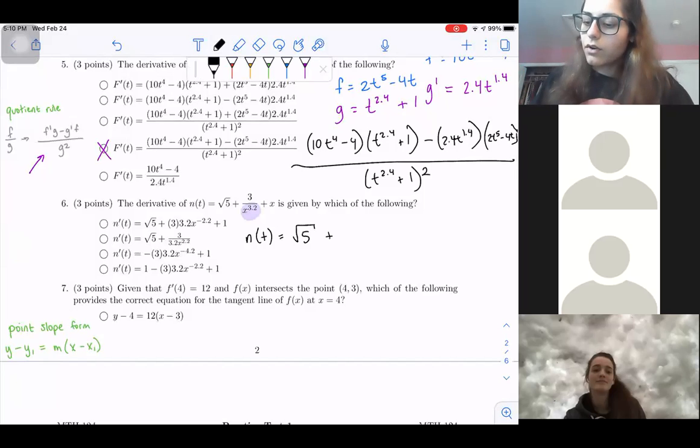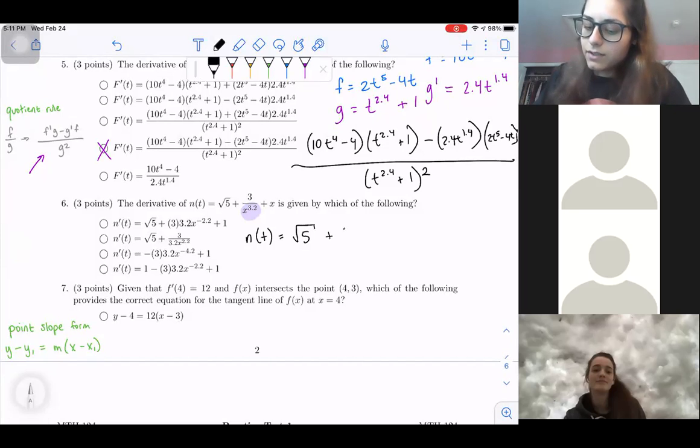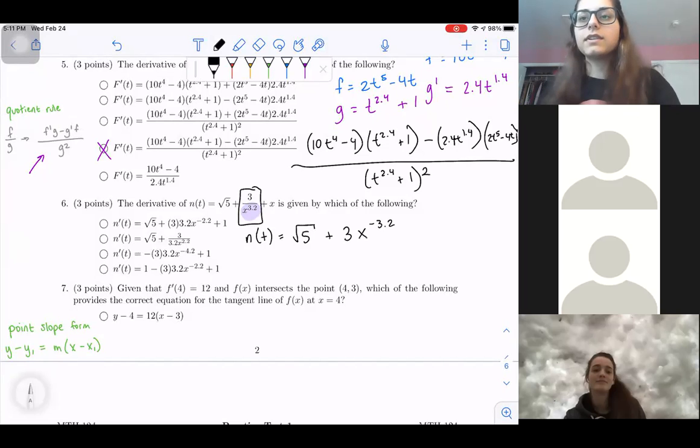Then we have 3 over x to the power of 3.2. Remember our exponent rules from last semester or from algebra. When we have a variable in the denominator, if we switch the sign of the exponent, we can bring it to the numerator. If we wanted to bring it to the denominator, we can do the same, just switch the sign. So in this case, we can have 3 times x to the power of negative 3.2. And that is the same thing as this right here. All we did was switch the sign of the exponent on the variable, and we could bring it back up to the numerator. And then we have plus x.